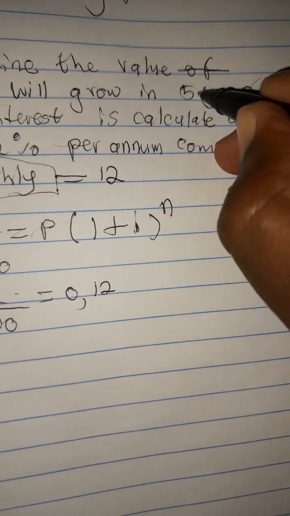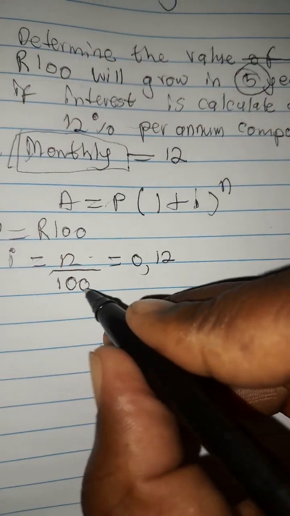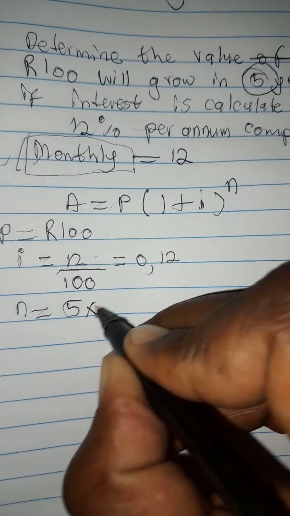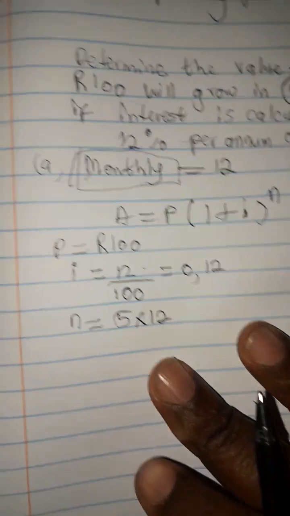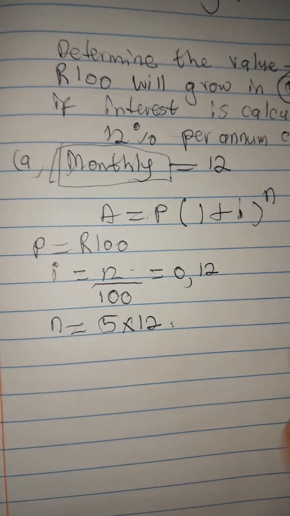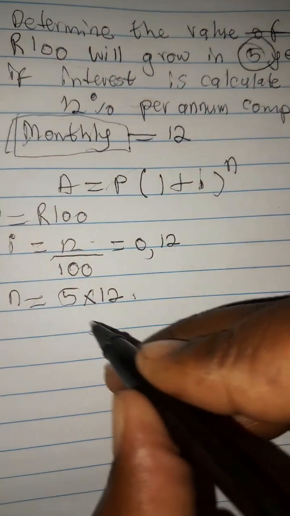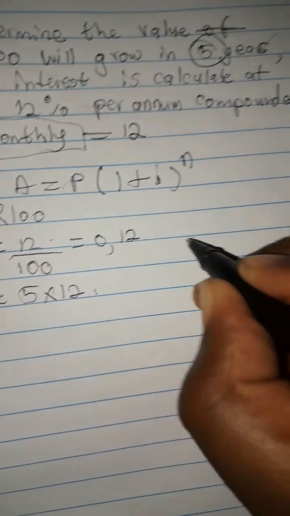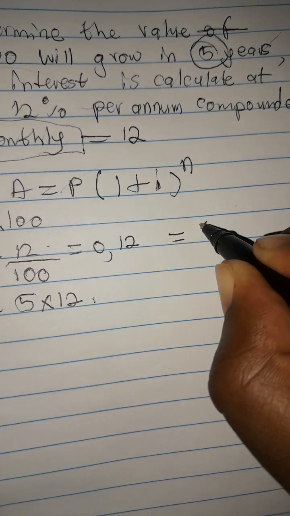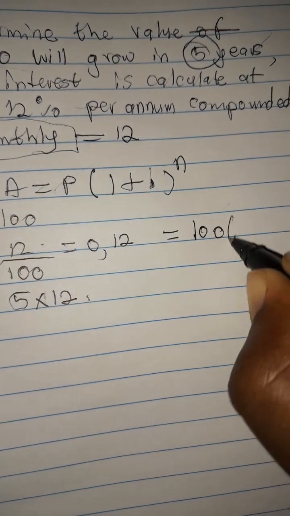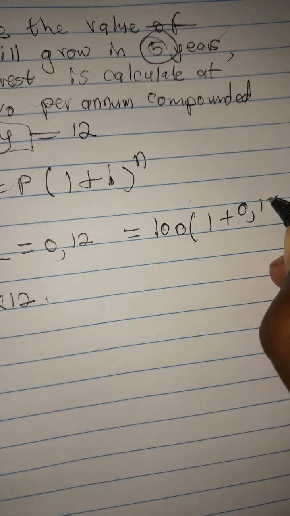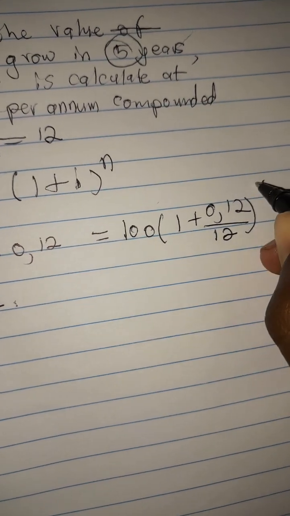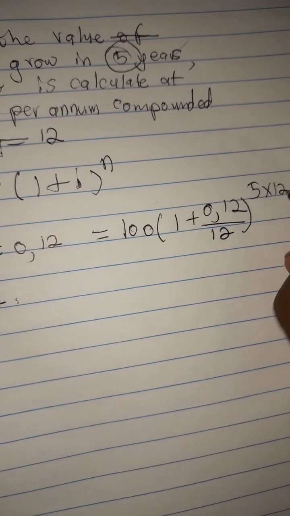They said 5 years. 5 years is the number of periods, so n is equal to 5 multiplied by 12, which will be 60. Let's put this into practice. We have our present value as 100 rand, so it's going to be 1 plus 0.12 divided by 12, since it's compounded monthly. And remember the period, we said 5 times 12, which is 60 there.